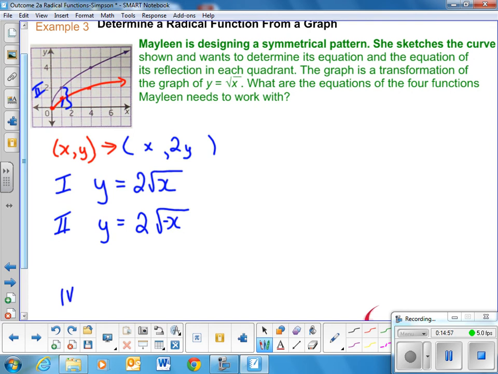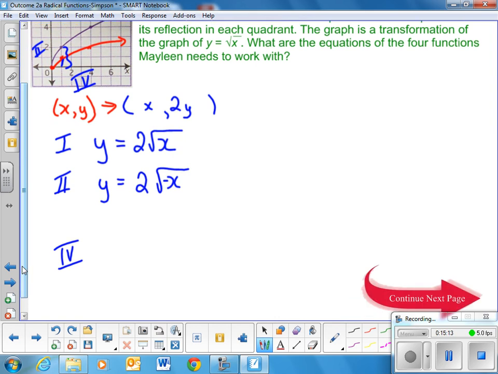Let's skip and do quadrant 4. Quadrant 4 is down here. Quadrant 4 could be found by doing a reflection of our function in the x-axis. That means that the y values are going to become negative. And so we can write that as taking the negative of the whole function, so negative 2 root x.